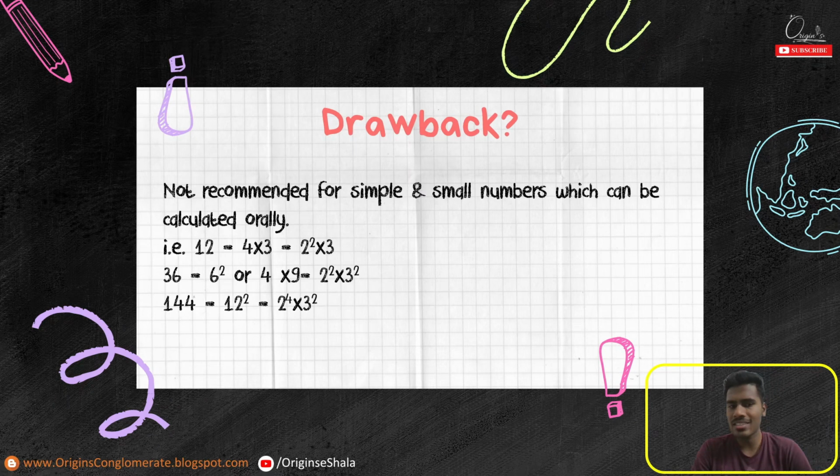But I'd recommend, as a CAT aspirant or MBA aspirant, such numbers of perfect squares, at least prime perfect squares, you should be able to do TNF orally without prime factorization. So that is not as such a drawback, but just a good thing to do, that you find TNF for such small numbers orally. In the long run, it will be helpful.